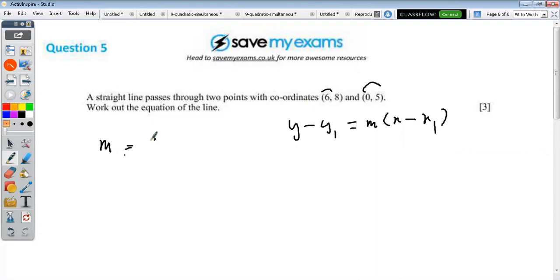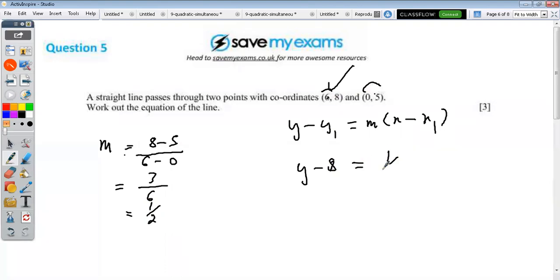Gradient: 8 minus minus 5 divided by 6 minus 0. Subtract what you get, 3 over 6. So what is the gradient? Half. Then I want to show you how I use this. I pick any of the two points. If I pick this, I'm simply saying y minus the y value, 8, is equal to half brackets x minus the x value, 6, like this.